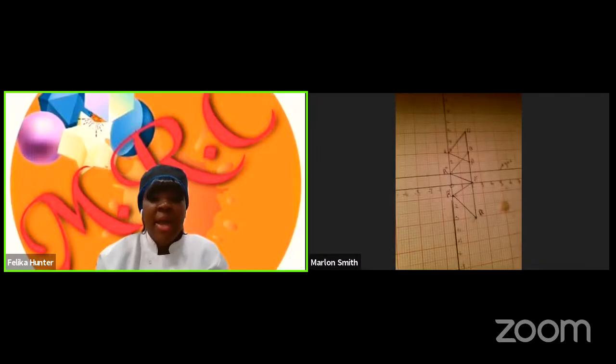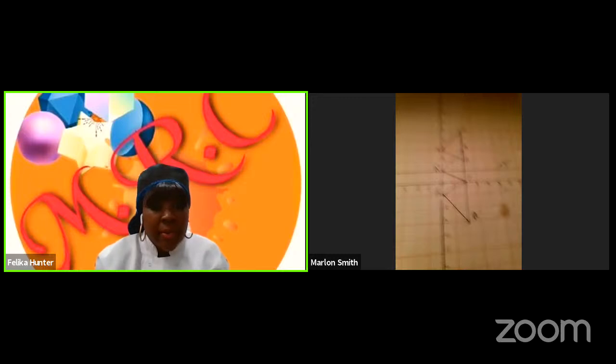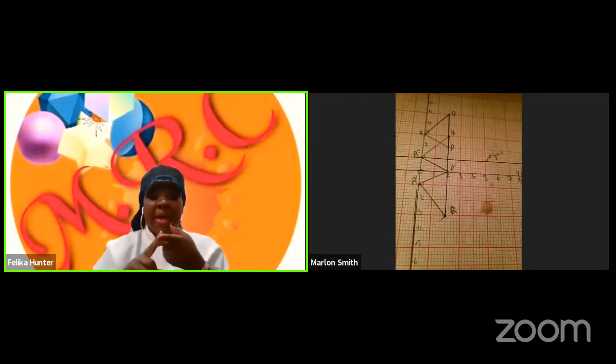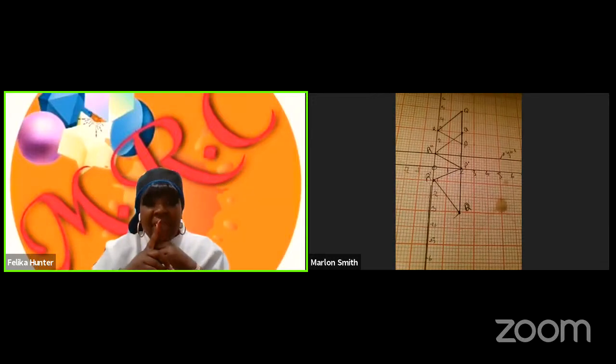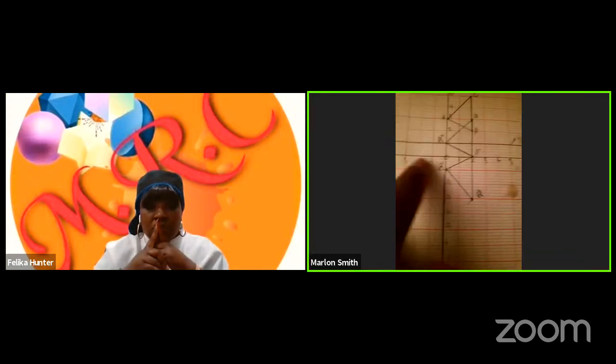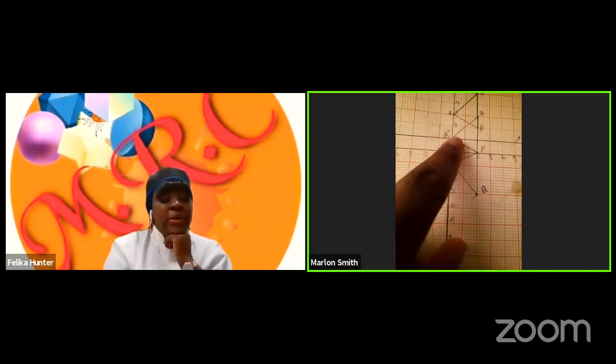Because you should have been reflecting over the line y equals 1, and none of those reflections is over the line. Let me look at that. It's not being reflected over the line y equals 1. So you should be reflecting over the line y equals 1, and then the next line.